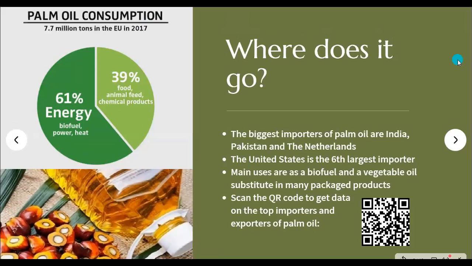Where does it go? As Emmy was saying, Malaysia is one of the biggest exporters. Some of the biggest importers are India, Pakistan, and the Netherlands. You can imagine India being one of the biggest importers due to its population and because palm oil is so cheap, so it's a more accessible resource for them. But the US, where we are, is not too far behind. We're in 6th place for importing palm oil.